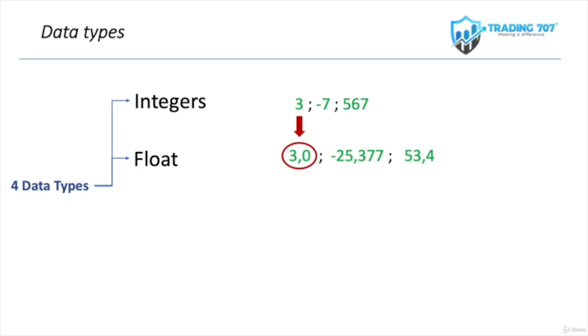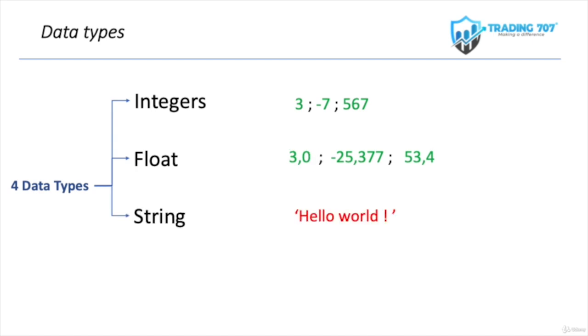Data types in Python can even be words. The sequences of characters will be called strings. The last important data type, which will be used to filter cells, for instance, in the future in our project, are the booleans.